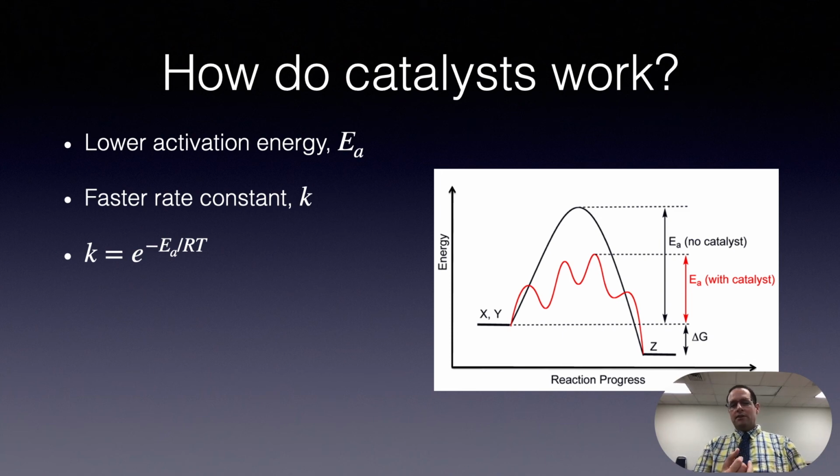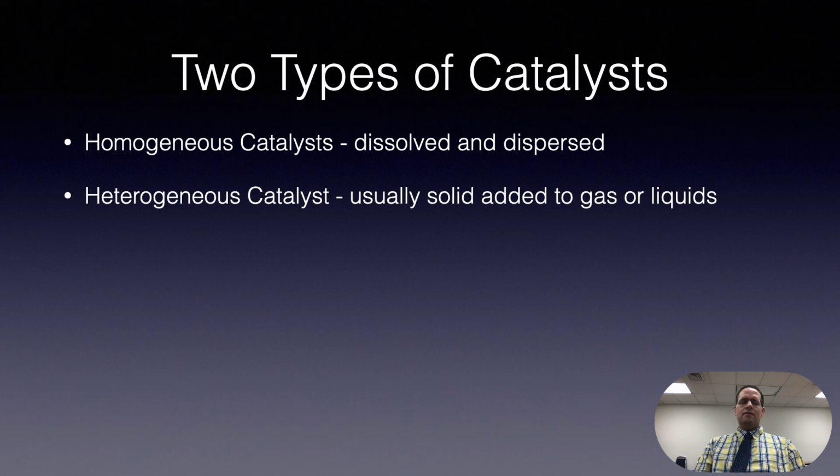So if you lower the activation energy, remember that the rate constant is going to be higher, which means the reaction rate is going to be faster. So this comes from the Arrhenius equation. Now, there are two types of catalysts. There are homogeneous catalysts, which are dissolved and dispersed in the solution. That can be aqueous solutions, for example. That can be biochemical catalysts or gas phase catalysts. And heterogeneous catalysts are usually a solid, maybe a molecular sieve or a metal gauze or a solid powder that's added to a gas or various liquids.